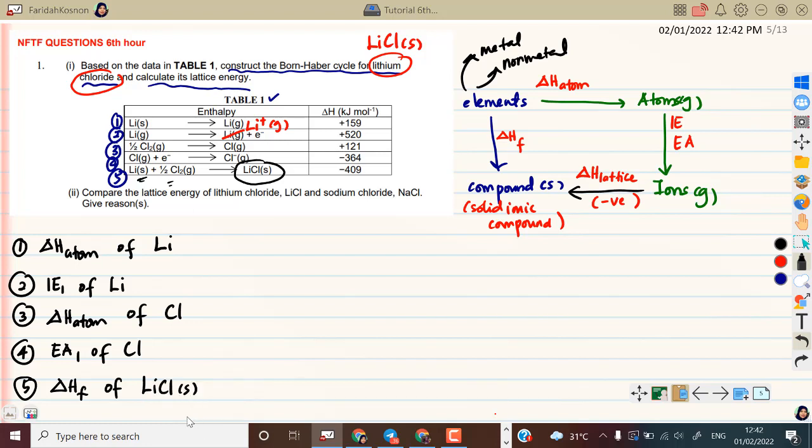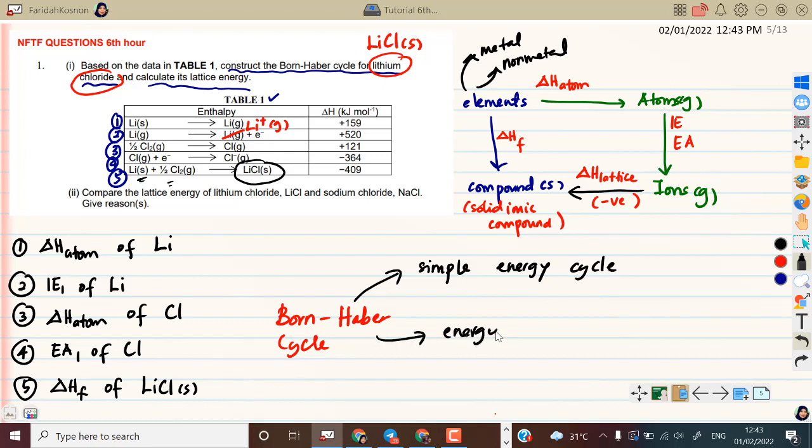Jadi by using this thermochemical equation, we are going to construct the Born-Haber cycle. Okay, for your information, saya dah sebut dalam kuliah ni hari tu, Born-Haber cycle, dia ada 2 bentuk. Okay, yang pertama adalah dalam bentuk apa? Simple energy cycle. Okay, yang kedua adalah dalam bentuk energy level diagram. Jadi pelajar kena tahu buat dua-dua cara inilah. Okay, untuk soalan ini dia tak sebut nak suruh guna simple energy cycle ke ataupun energy level diagram. So you boleh guna mana-mana.